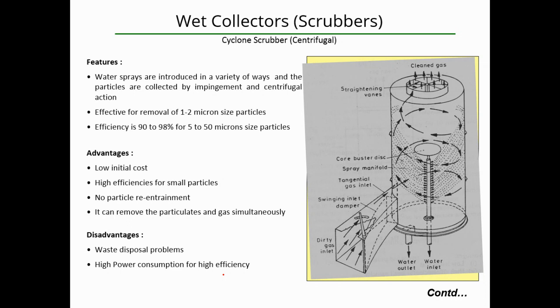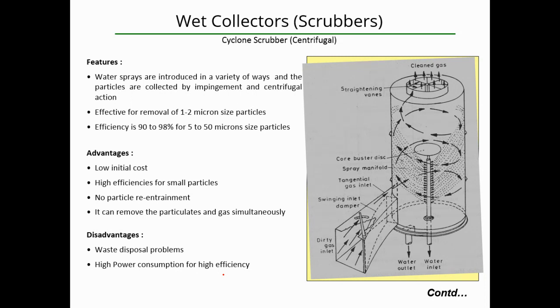What are the dry dust collectors? First is called the gravity settling chamber. Second is called cyclone separator. Third is called bag filter, and fourth is called electrostatic precipitator. These are the main four categories for collecting dry dust or dry particulate matter.